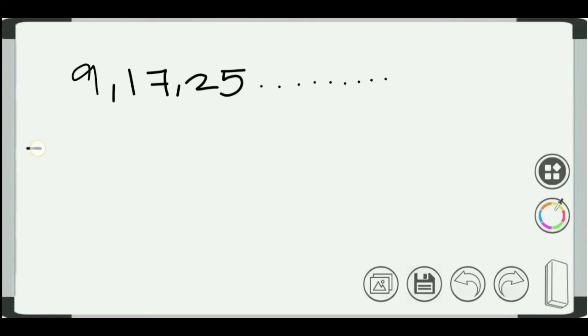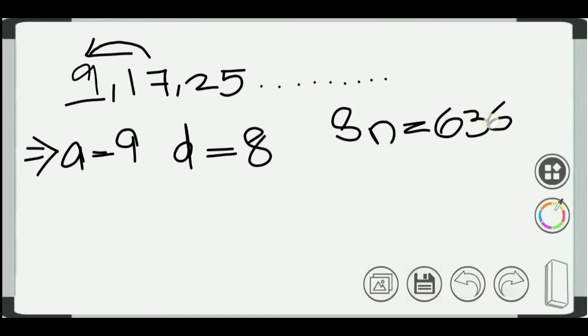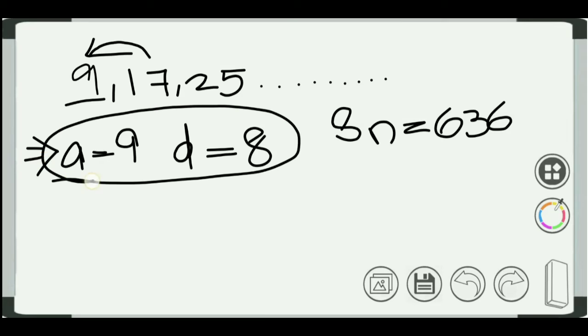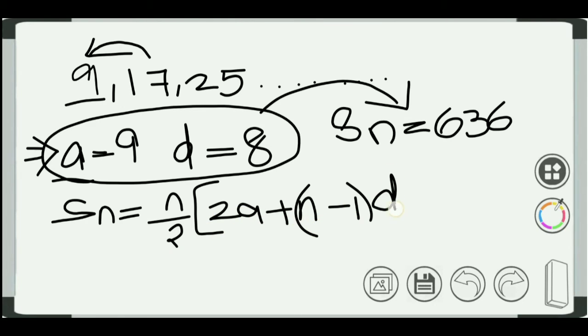Write down the given details. A is equal to, the first term, 9. D is equal to 17 minus 9, which is 8. What else is given? They have given the sum, Sn is equal to 636. So we'll substitute these values in this formula: Sn equal to n by 2 into (2a plus (n minus 1) into D).